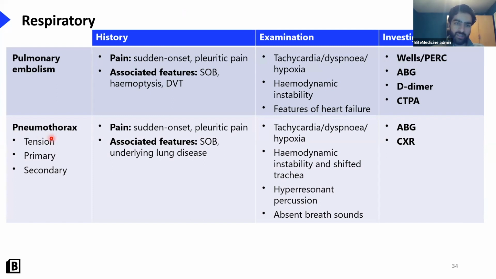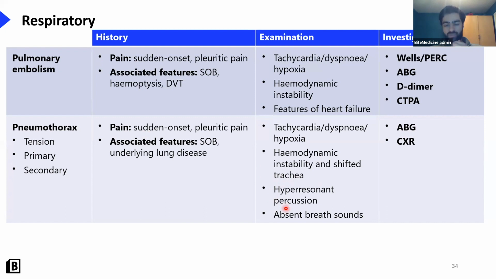Pneumothorax, be it tension, primary or secondary. Pain is typically sudden onset and pleuritic, and you have associated shortness of breath. In a secondary pneumothorax, they typically have underlying lung disease like COPD. These patients can present with hemodynamic instability and shifted trachea if there is a tension pneumothorax. A tension pneumothorax is one where the mediastinum gets shifted to one side and the heart starts to get compressed.